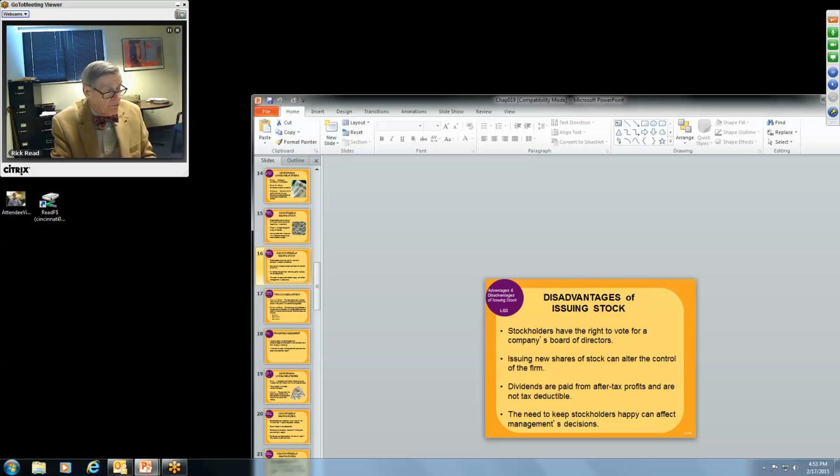Dividends are paid from after-tax profits, but they're not deductible as a business expense. And then, because you need to keep stockholders happy, and this is another major point here, and I want to hammer this home, that can cause problems with management.